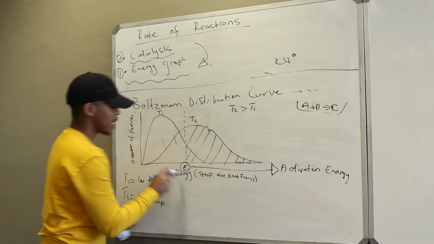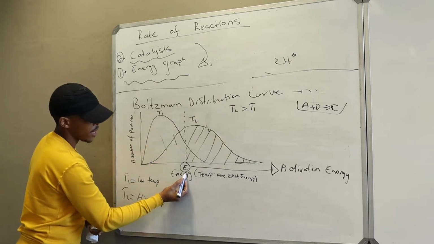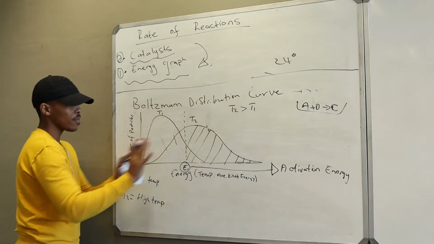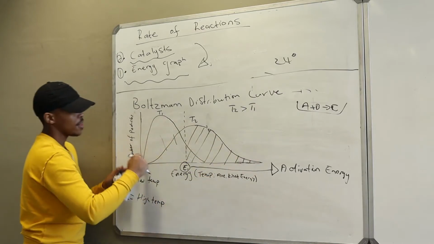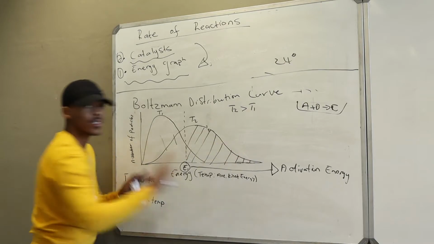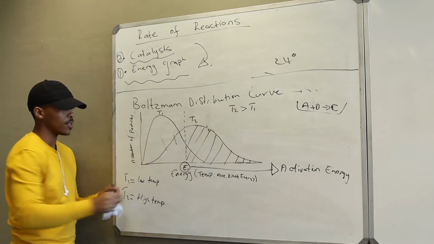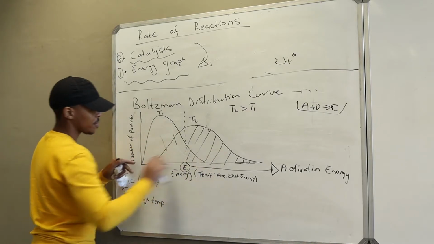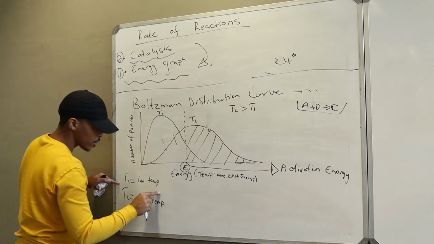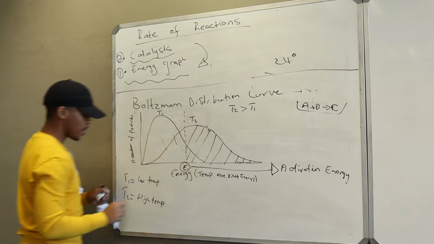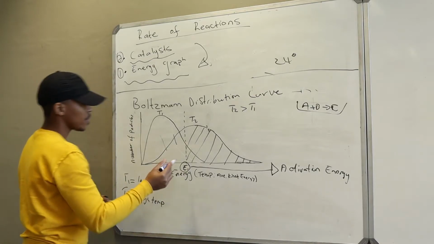Right? So this is the activation energy. So this reaction will happen at this temperature. Now remember, these are not two different reactions. The first curve and the second curve are the same reaction. So T1 and T2 are the same chemical reaction. The only difference is that at T1, the reaction is happening at a lower temperature, and at T2, the reaction is happening at a higher temperature. Okay?